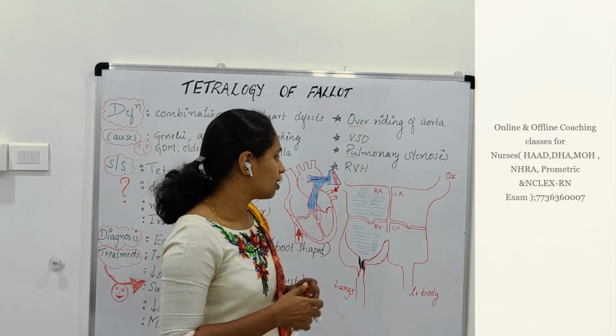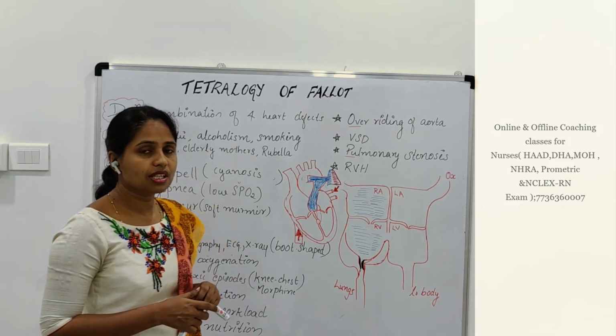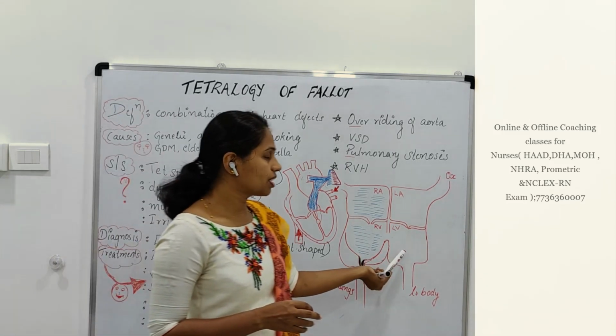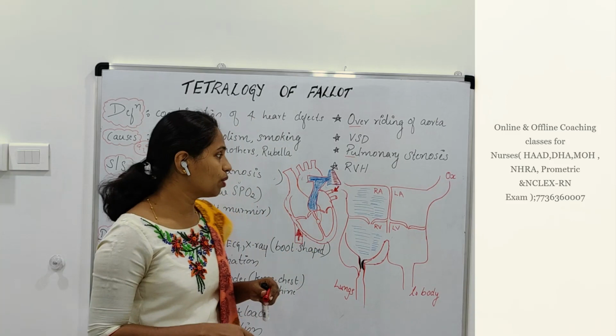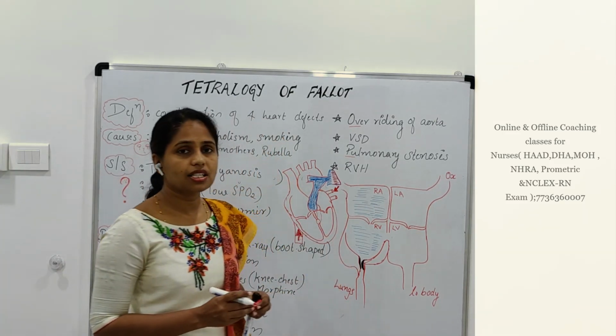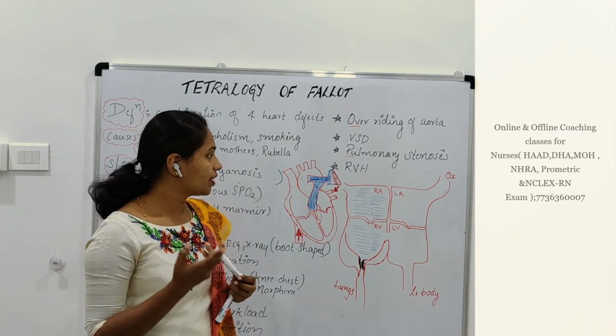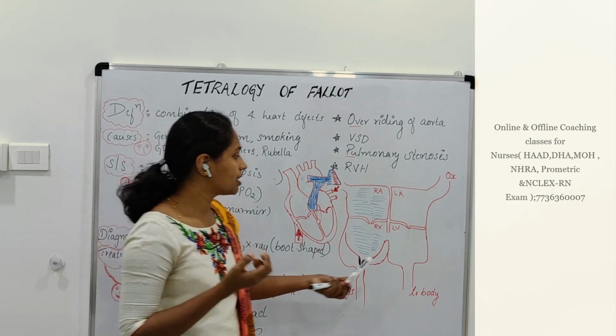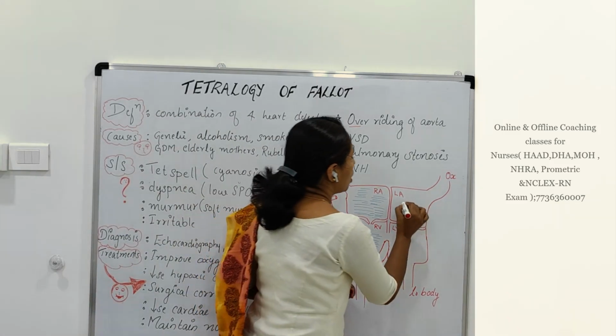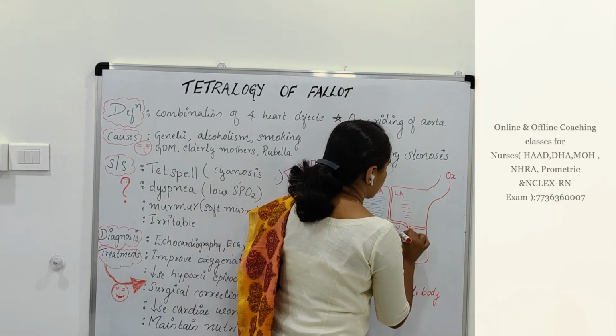Clear? So what happens as a result of this? The aorta usually originates from the left ventricle. As we all know, the right side of the heart has deoxygenated blood and the left side of the heart has oxygenated blood. Isn't it?